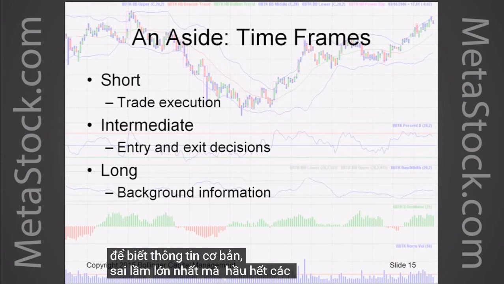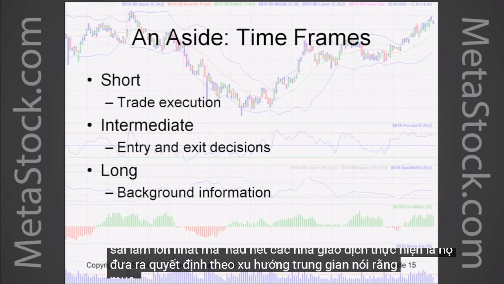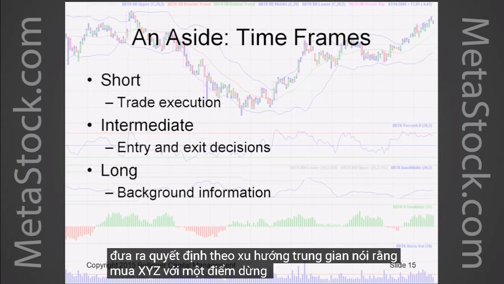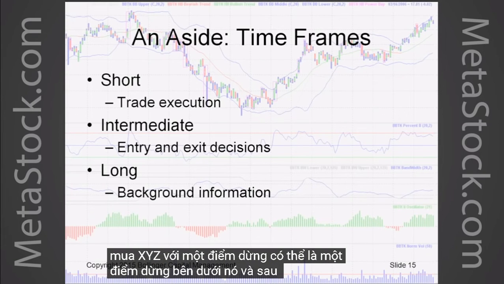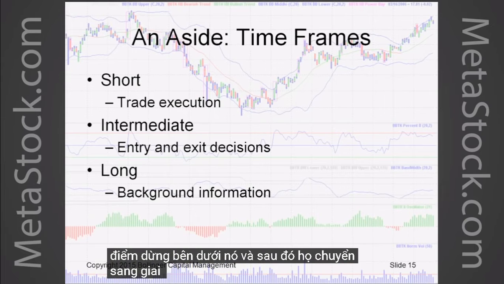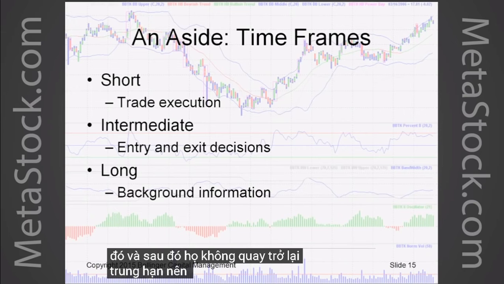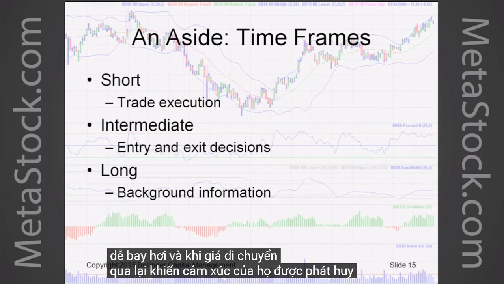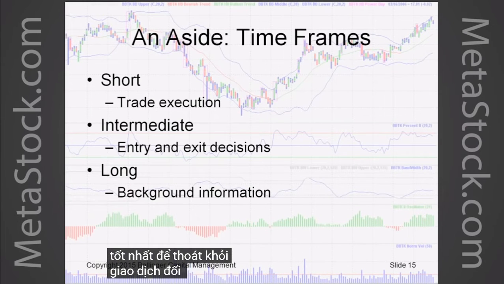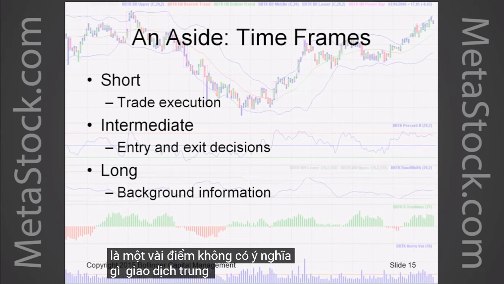The biggest mistake that most traders make is they make an intermediate trend decision, say buy XYZ with a stop, maybe a chandelier stop beneath it, and they move then to the short term to execute that trade, and then they fail to move back to the intermediate term. So they're stuck watching a very short-term chart. It's very volatile, and as price moves back and forth, their emotions get the best of them. They get shaken out of the trade for a pullback that may just have been a few points that wouldn't have meant anything in the intermediate term trade.